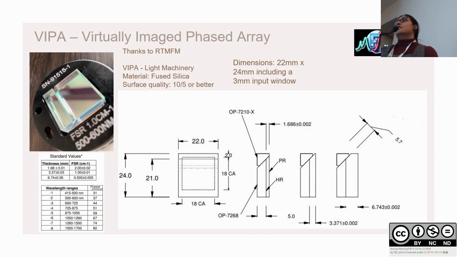So the VIPA, or the virtually imaged phased array. Thanks to RTM-FM, we have this VIPA, and it's a glass echelon. So it's a piece of glass, but it has different reflectivities on either side. The material is fused silica, and just a small thing to remember, the input window is just 3 millimeters. So my signal needs to go through this 3 millimeter input window.